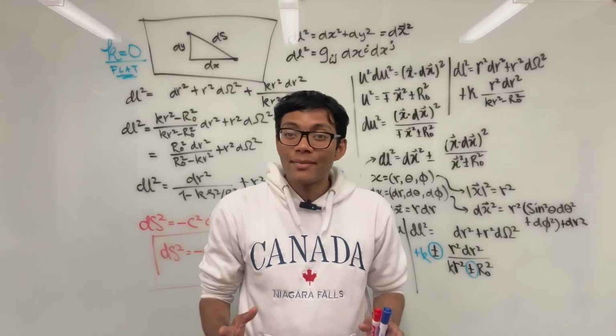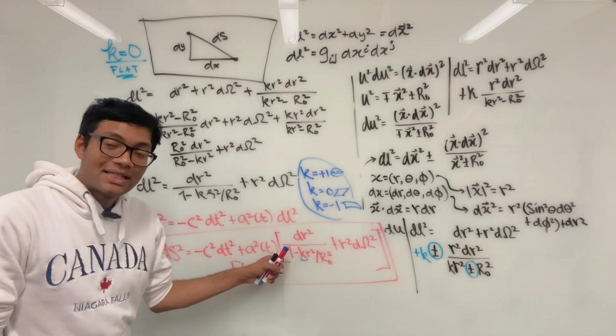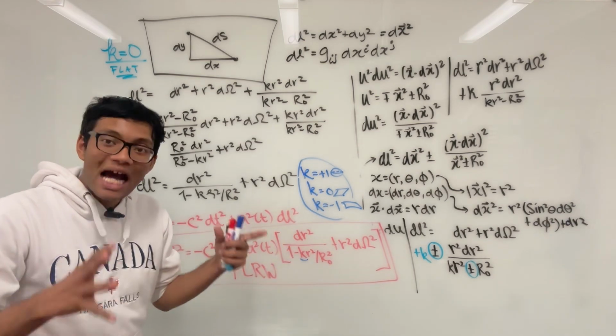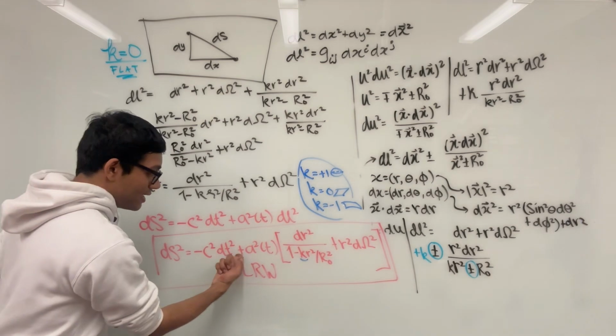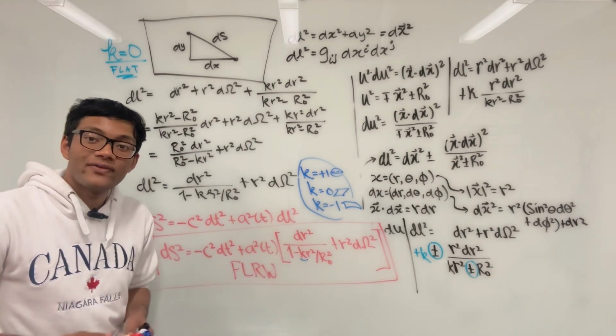Folks, today I'm going to show you one equation, this equation, the FLRW metric. This equation describes the entire universe. This is the equation of our universe. Let's go ahead and derive it from the Einstein field equation.